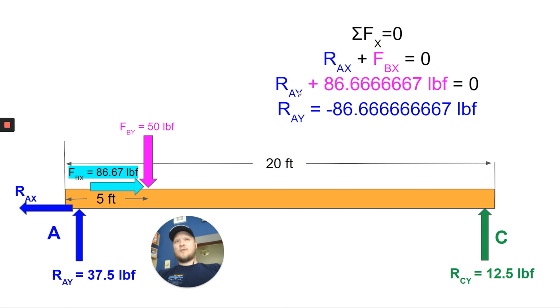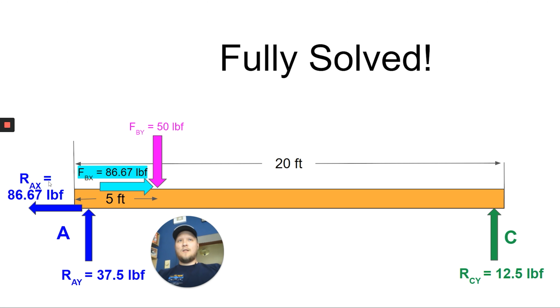So to move it to the other side to solve for RAX, it has to be negative 86.666666667 pounds. And that makes sense because RAX is pointing in the negative x direction. We planned ahead for that. So after we update our free body diagram, everything's fully solved. We've got RCY, RAY, RAX, and both components of FB accounted for. So you solved your second simple beam.